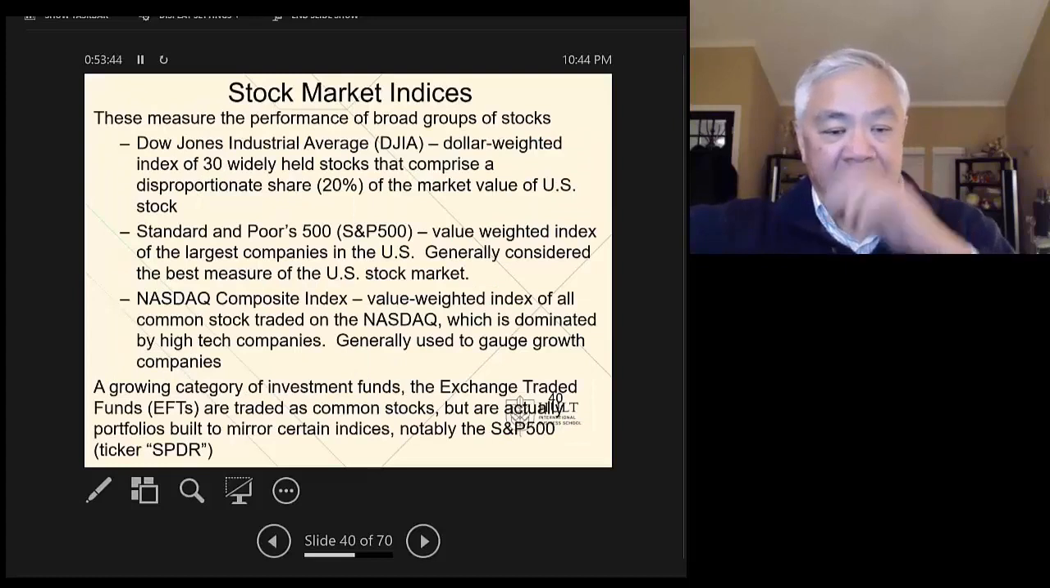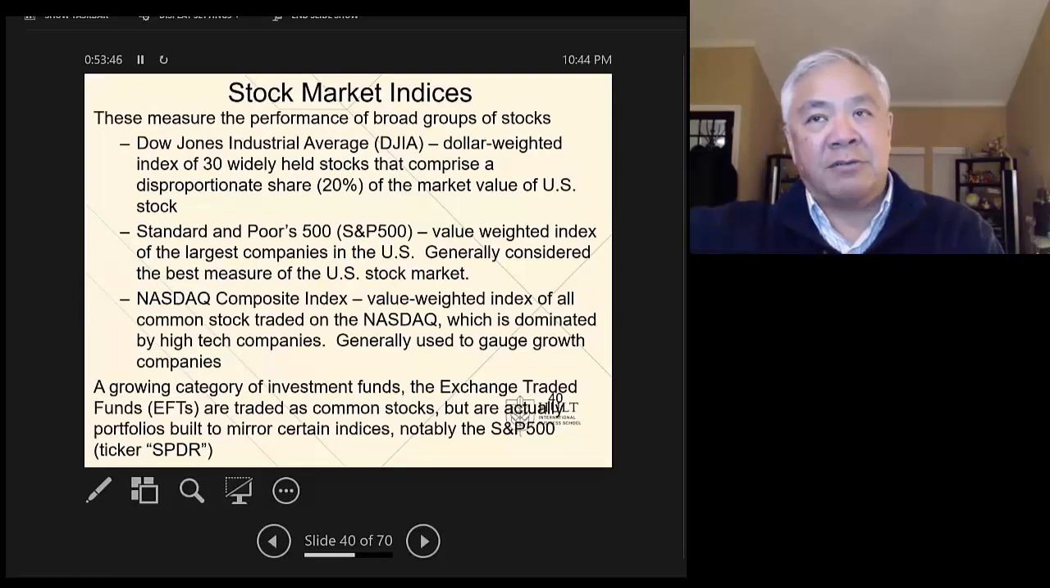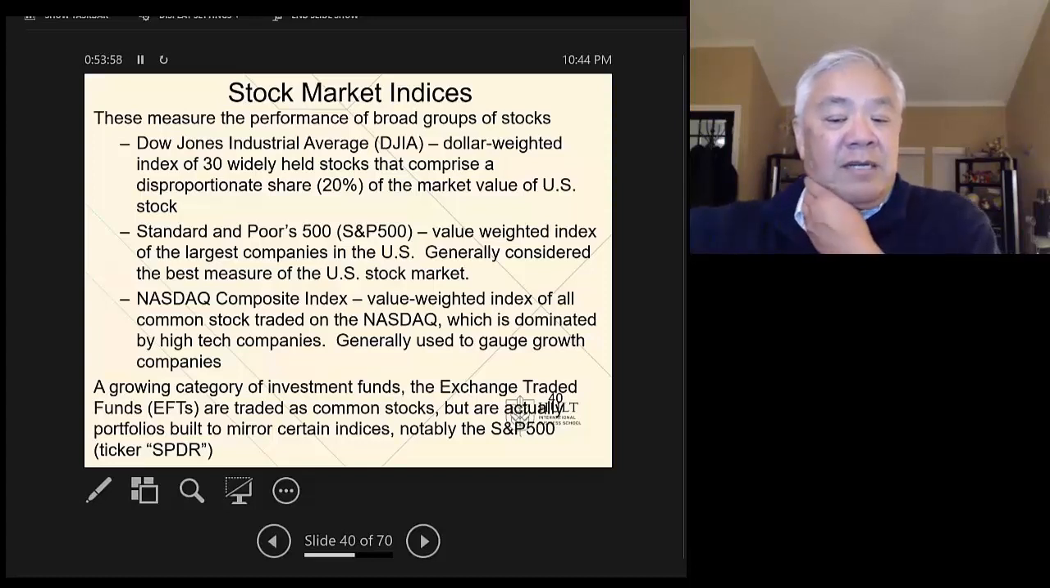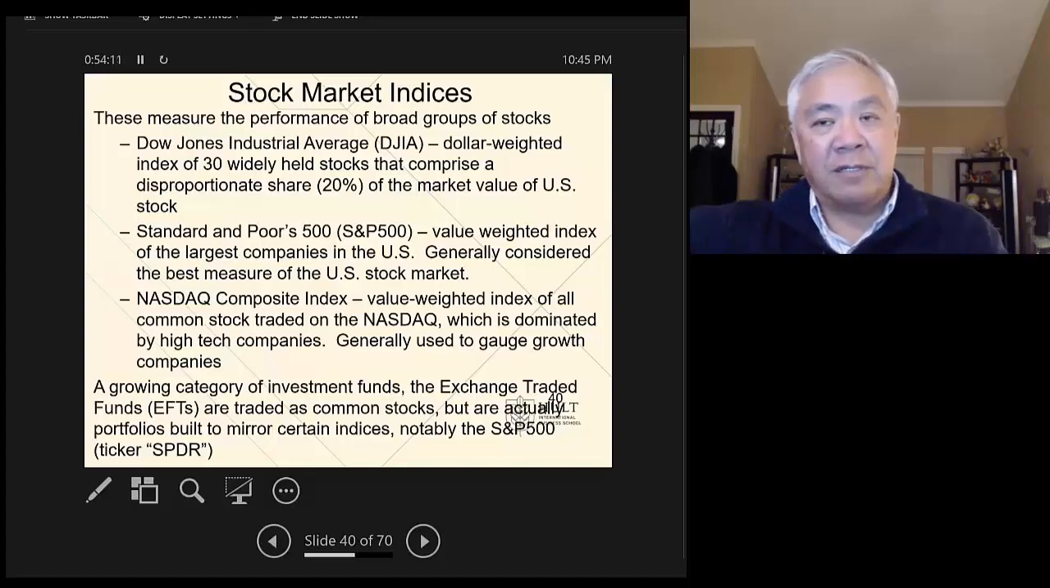Indices. So many of you have heard of the Dow Jones Industrial Average, or the Dow, or the Dow Jones. And this is a dollar-weighted index of 30 stocks that comprise a disproportionate share, around 20% of the market value of U.S. stock. So it's amazing the level of concentration in these companies. But it's still only 30 stocks.